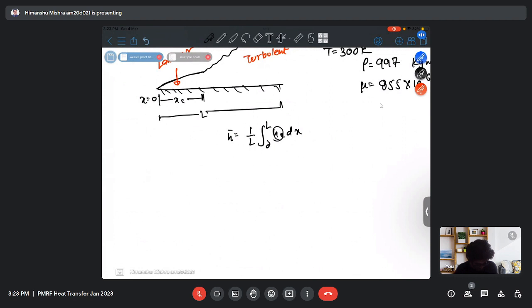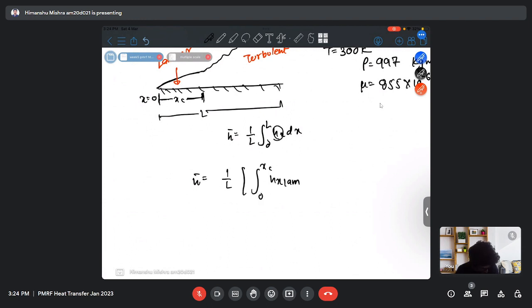So we have to find this XC here, because the average heat transfer coefficient will now be written in terms of the heat transfer coefficient of a laminar as well as for a turbulent case. So we need to find the XC. We already know what is L.